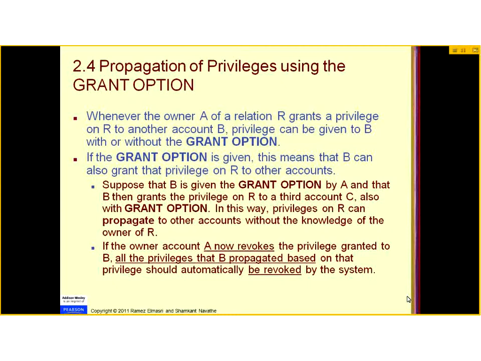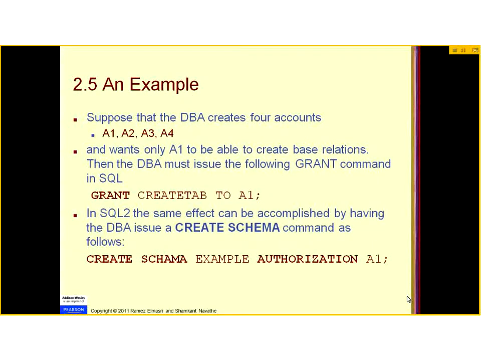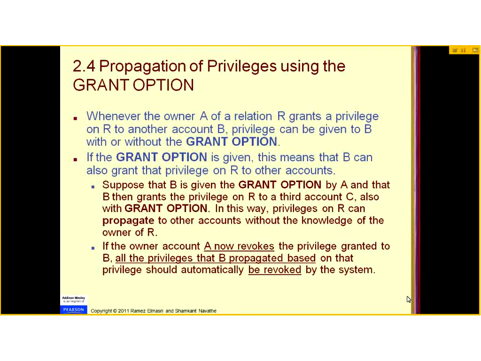Suppose that B is given the grant option by A, and that B then grants the privilege on R to a third account C with grant option. Then the privileges on R can propagate to other accounts. But sometimes you do not want these to propagate. So if the owner A now revokes the privileges granted to B, all the privileges that B propagated based on that would automatically be revoked. Like A provided some privileges to B, and B on its own provided those privileges to someone else. So when A revokes the privilege of B, all the privileges which B has provided will also be revoked.